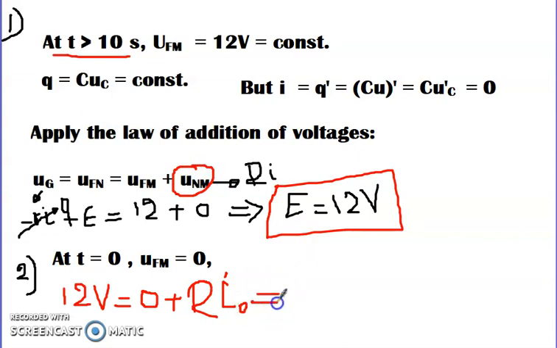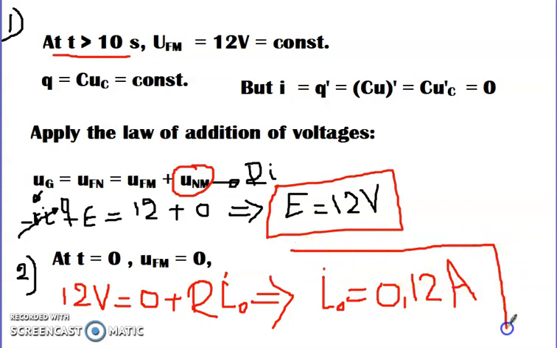Okay? Now you can replace the value of R. I_0 equals 12 over R, which is 100, then it becomes 0.12 ampere. Okay, this is the electric current in the circuit at t equal to 0.